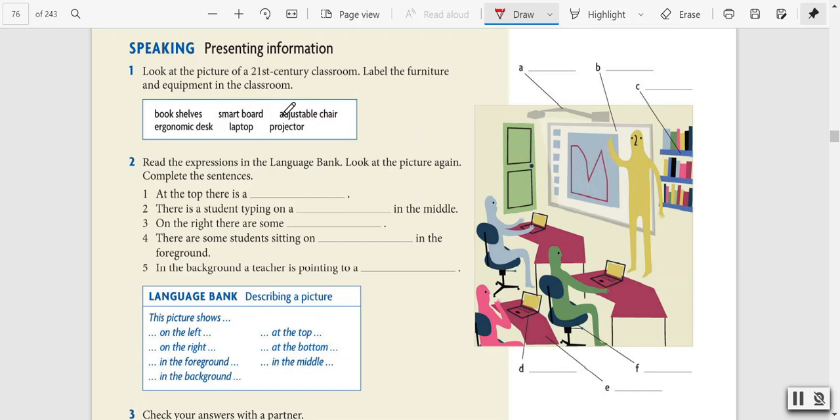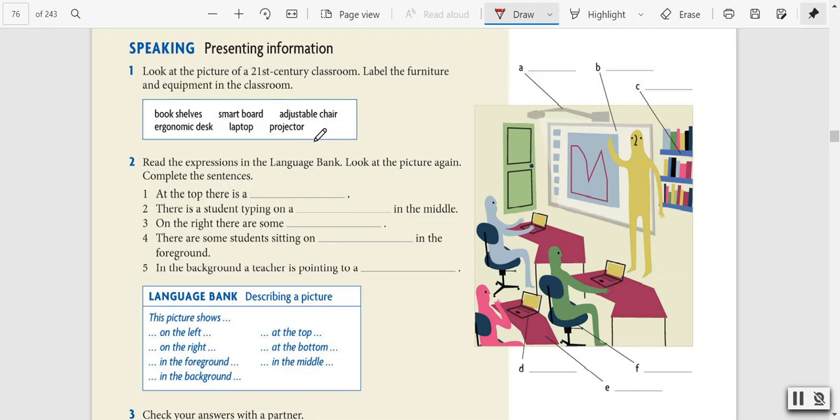How can I say that? Smart board, an adjustable chair. Adjustable chair, it means comfortable chair. An ergonomic desk, okay? Ergonomic desk, it means this desk, okay? Look at this. We have this desk in letter E. It's ergonomic desk, comfortable desk, or safe desk. Laptop, that's clear. And we have projector. Projector, it means the lights that we use.